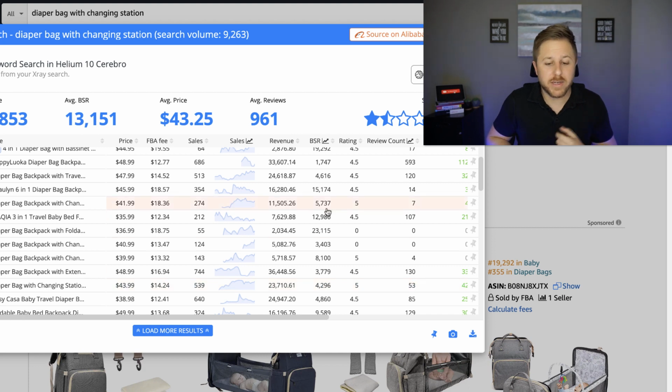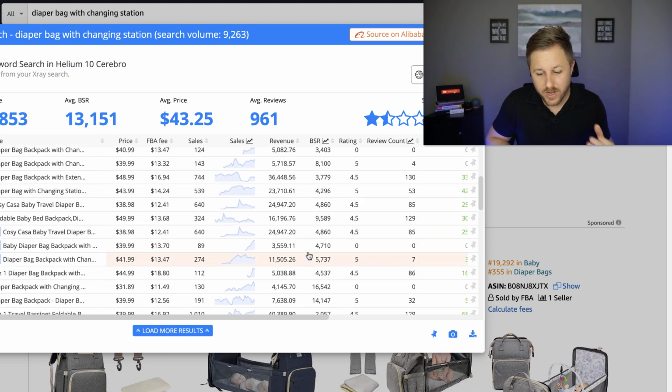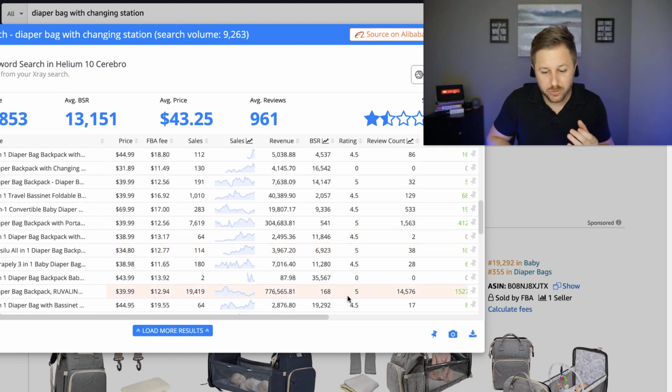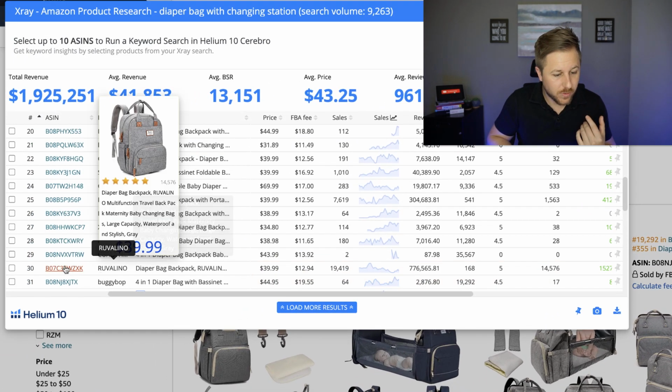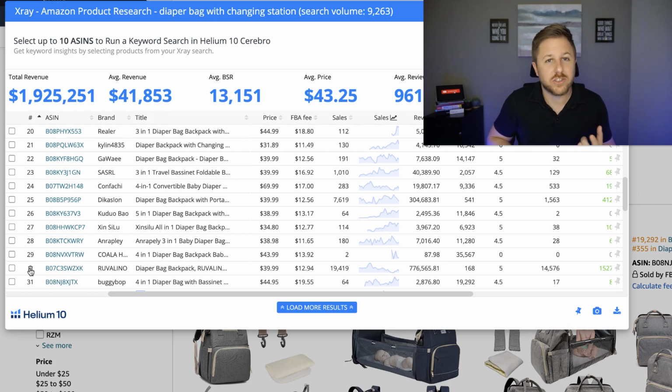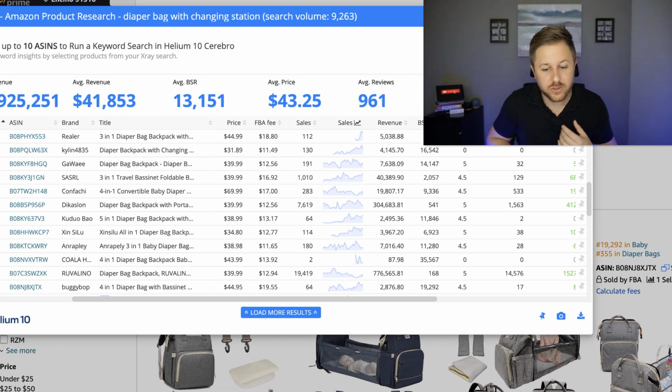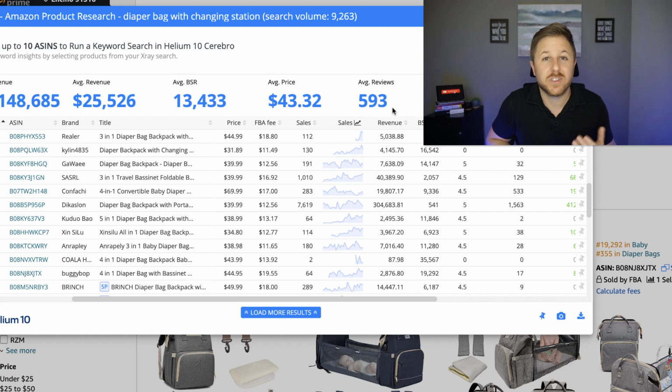One thing to keep in mind is you see the average reviews is pretty high, but I'm guessing that it has normal diaper bags in this search. So what I do is I come down here and I see like this one right here has 14,000 reviews. I'm gonna go right here and see what it is. So this is just a basic diaper bag. It's very competitive, but we're not selling this exact model. We're gonna do one with a changing station. I hover over the number and I hit the trash can to delete that from the product research. And now you can see the average reviews got cut in half.